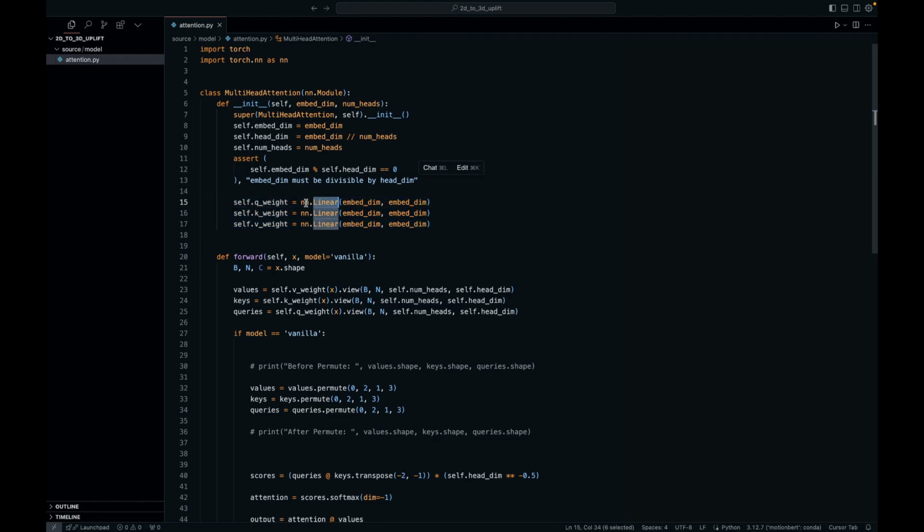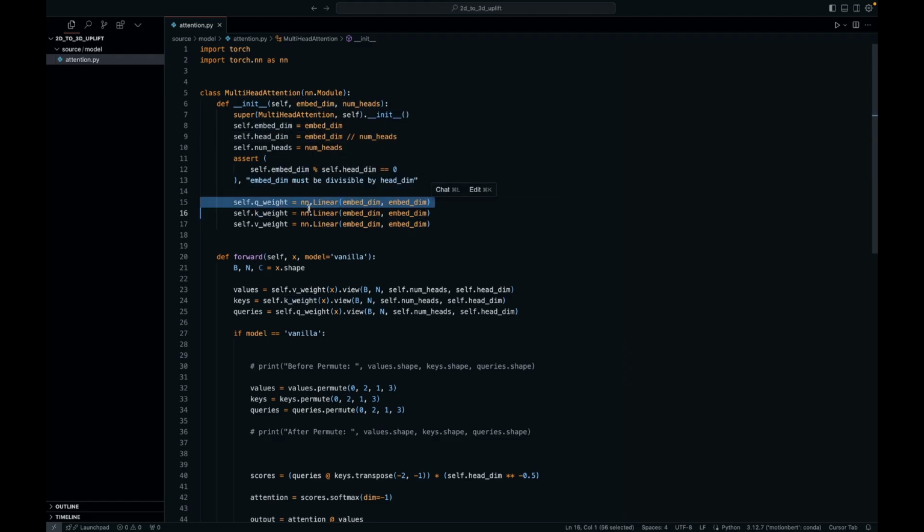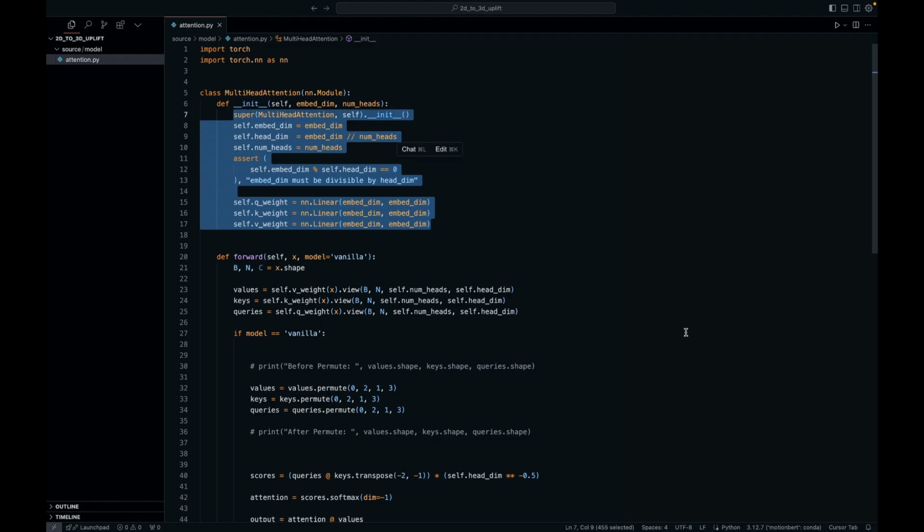So these are just the initialization. A linear layer is just an operation; every matrix multiplication is a linear layer. So I'm initializing the matrices. Here we have the embedding dimension, the head dimension, which is the embedding dimension divided by the number of heads, and then the number of heads. These are the things that we need and that we have initialized already.